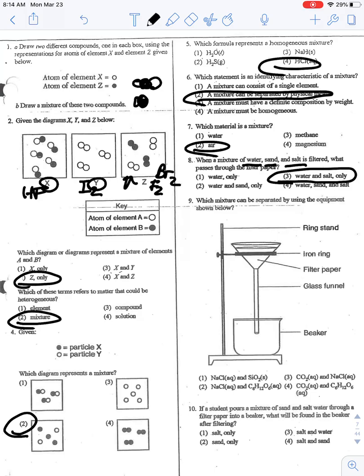9 is a filtration apparatus. If you're using a filtration apparatus, you are looking for a solid and then something either water or aqueous. So the answer is 1. The key, again, you're looking for the (s) in parentheses. 10 is a very similar question to 8. What is found in the beaker after filtering would be salt and water.